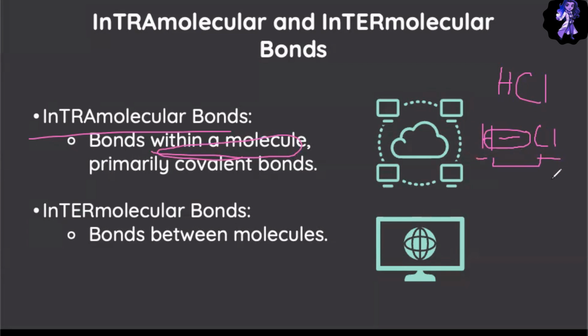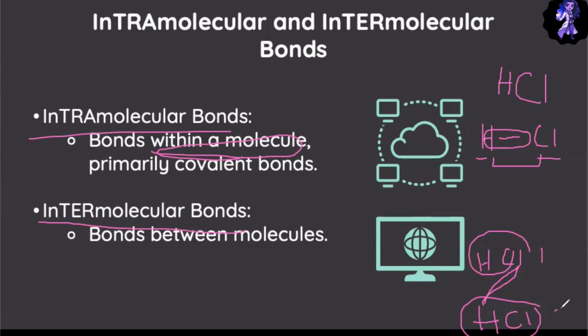Now, if we're looking at intermolecular bonds, let's say that we're looking at hydrochloric acid again, but we're looking at the relationship between hydrochloric acid, which is one molecule, and another molecule of hydrochloric acid to really see how they connect. So maybe this hydrogen here connects to this chlorine. And so we're looking at the relationship between the molecules, molecule one and molecule two. Now, in real life, it's not just going to be two molecules, it will be many, many molecules that are connected, but we're looking at the connections or bonds between those molecules and not within the molecule itself.